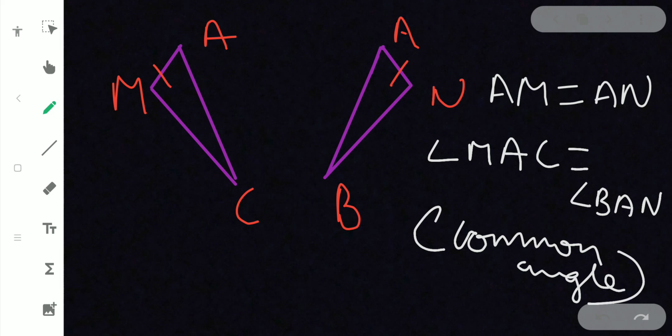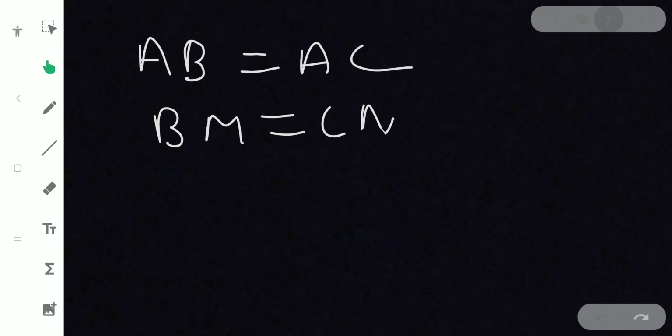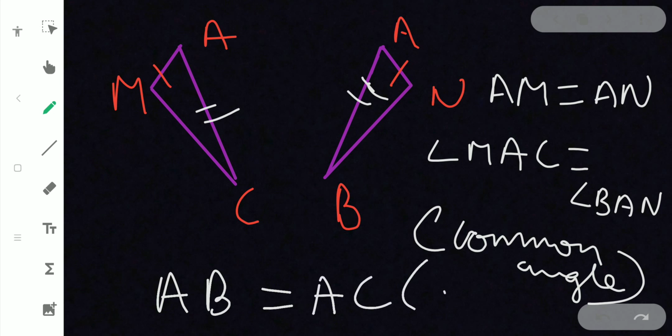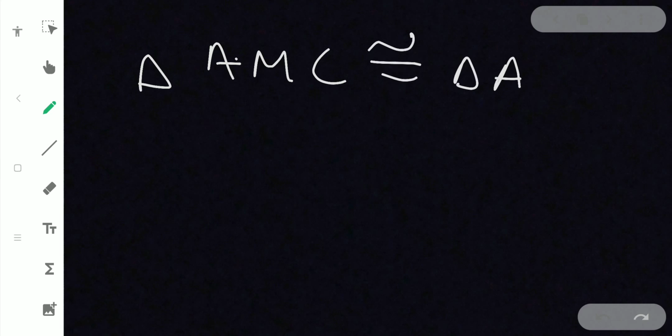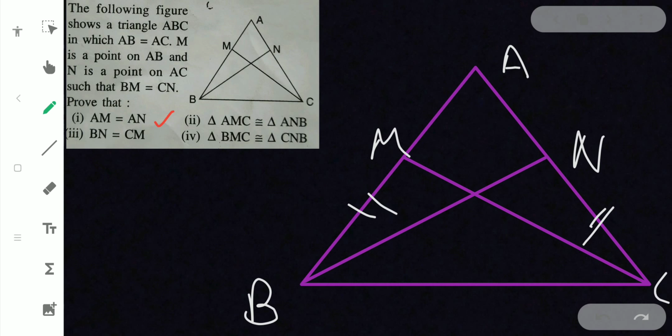Now we are left with one part. We have to prove it, and we know AC is equal to AB because it is given in the question itself. Here you can see on my finger AB is equal to AC. So AB is equal to AC, it is given. Now triangle AMC is congruent to triangle ANB. We have proved the second part as well, that is this one.